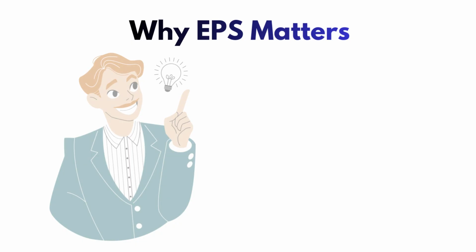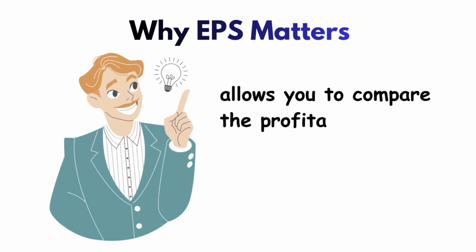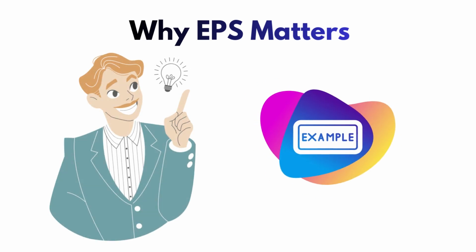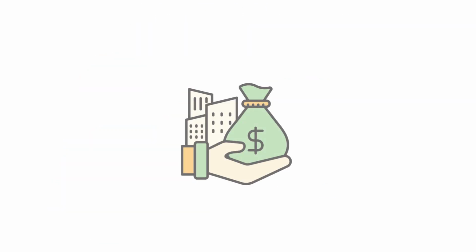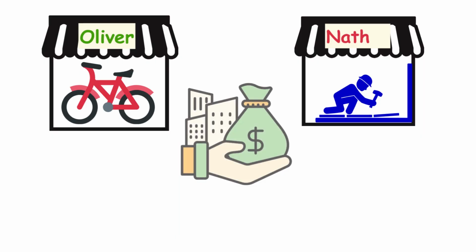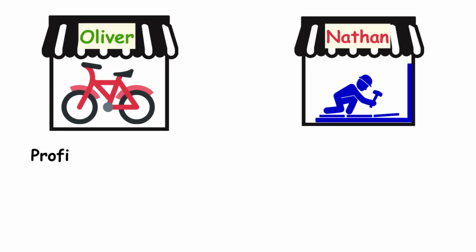So why does EPS matter to investors? One of its biggest advantages is that it allows you to compare the profitability of different companies, even if those companies have very different total profits or share counts. An example will make this clearer. Let's say you're trying to decide between investing in two businesses, Oliver's Bike Co. and Nathan's Home Flooring.